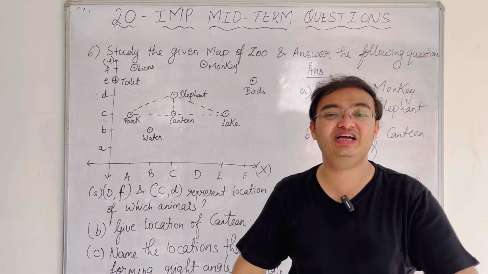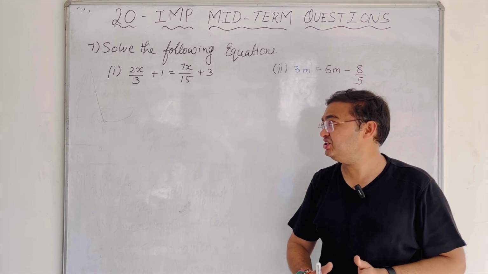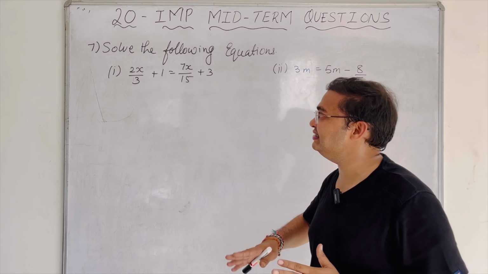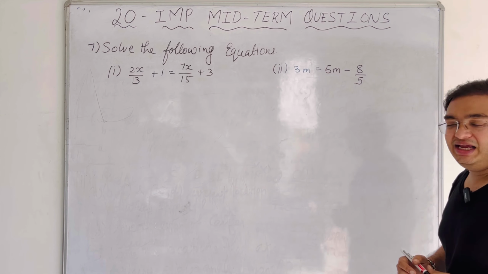Let's move to question 7. So here's question 7. Question 7 is very easy. You just have to solve the following equations.